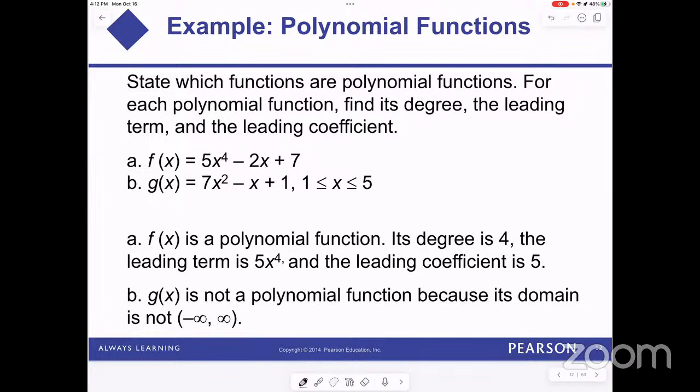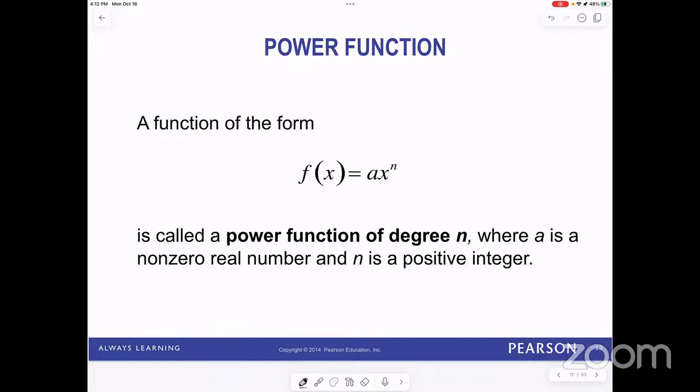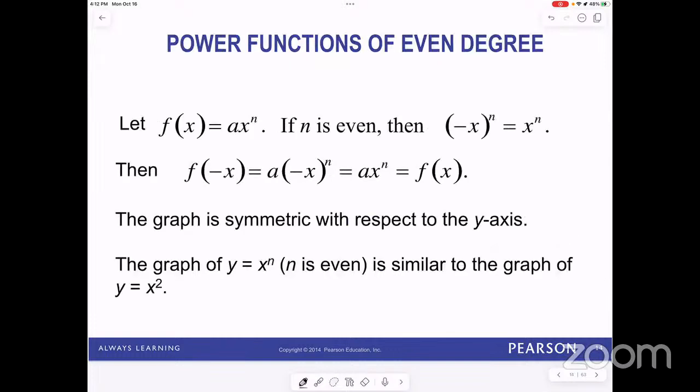All right, okay, let's go on to the next one. So the power function. A function of this form, f of x equals a times x to the n, is called a power function of degree n, where a is a non-zero real number and n is a positive integer. So if we consider the power function, if n is even, right? If we take a negative number raised to an even power, then the negative goes away and it becomes positive, right?